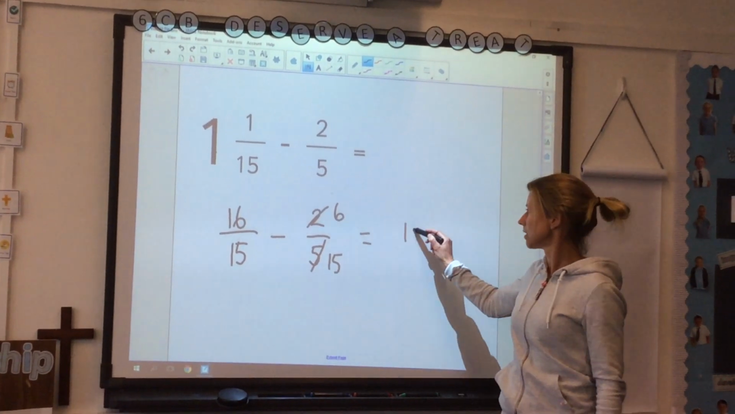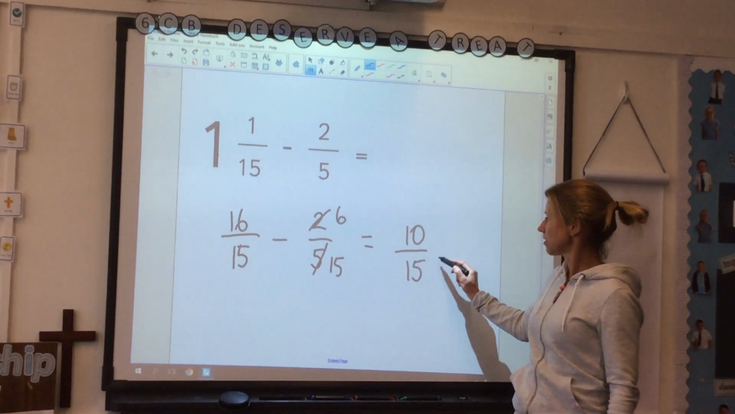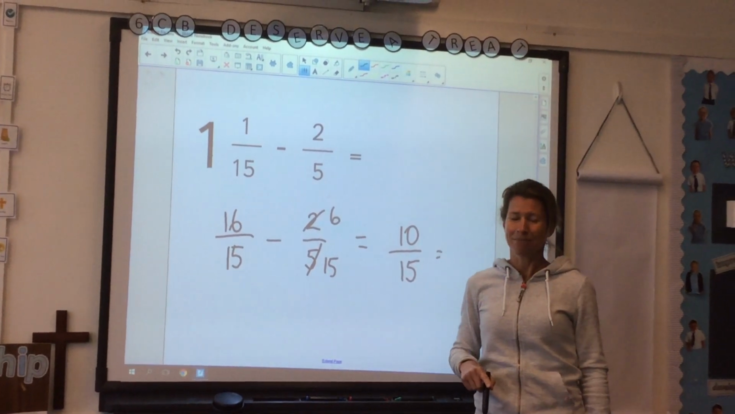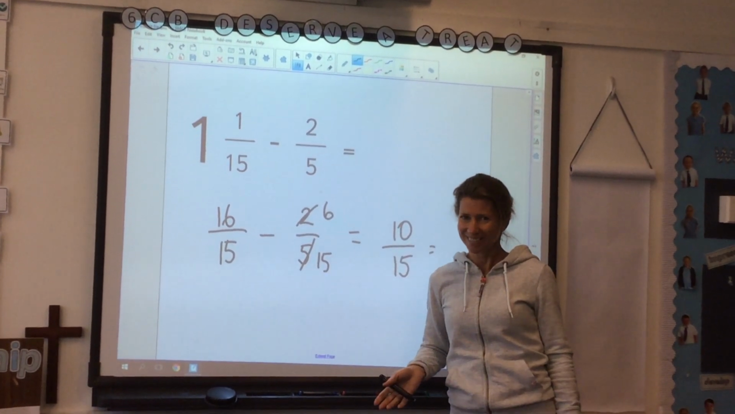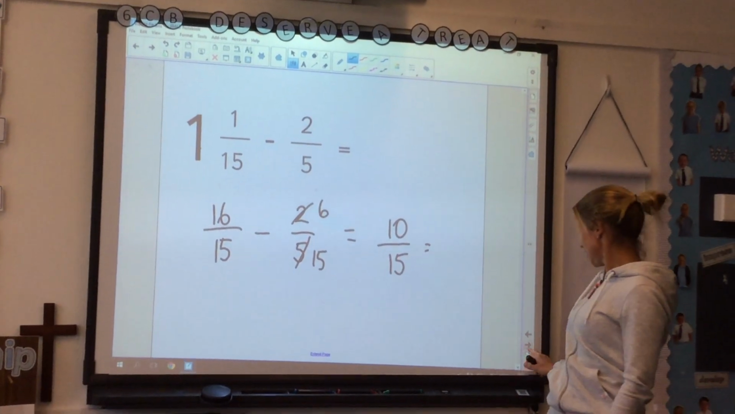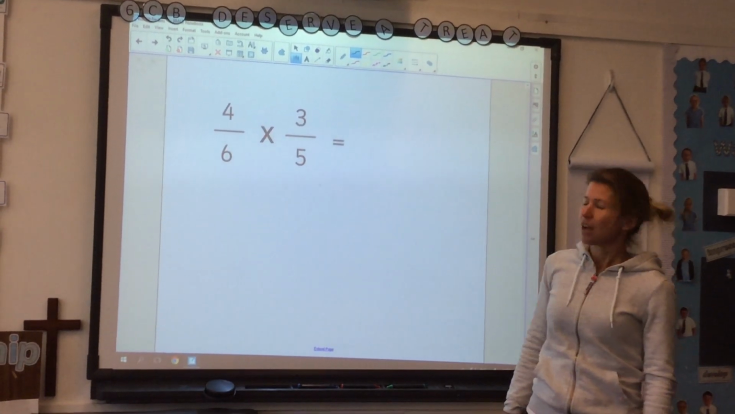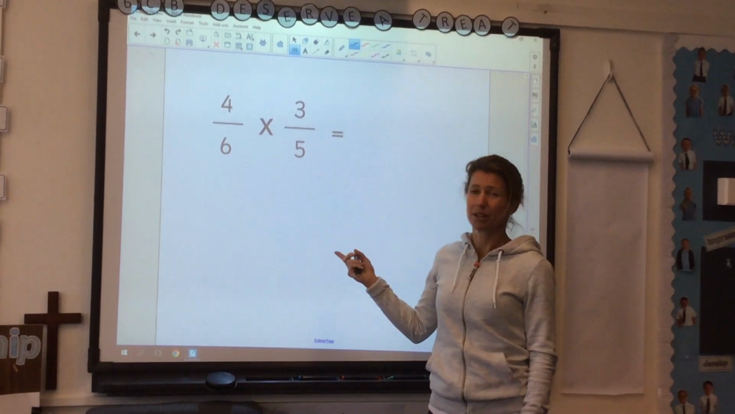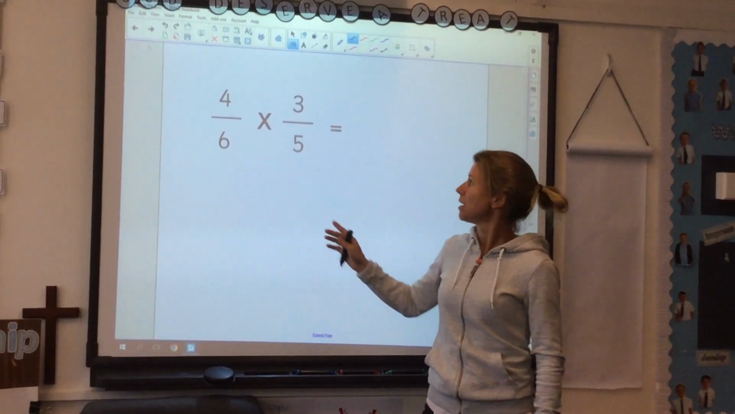Now I can solve it. It's 10/15. Make sure you've got it in its simplest form. What was it? You're correct. 2/3.